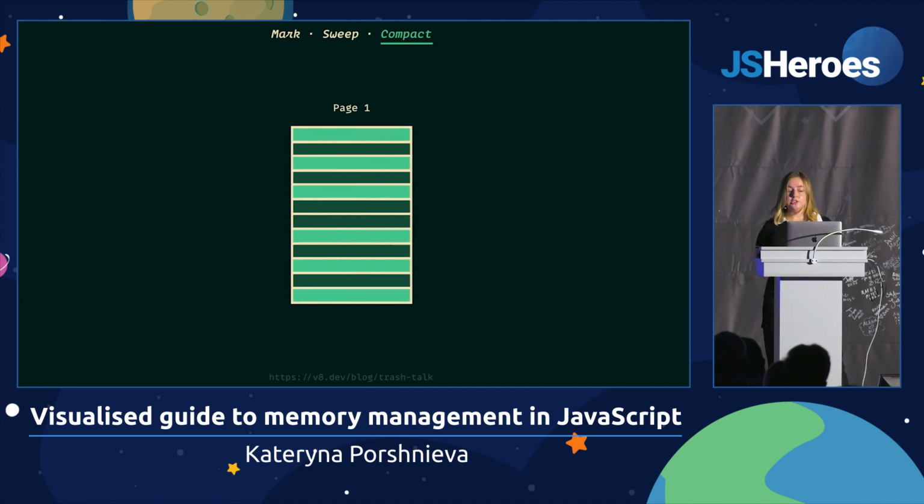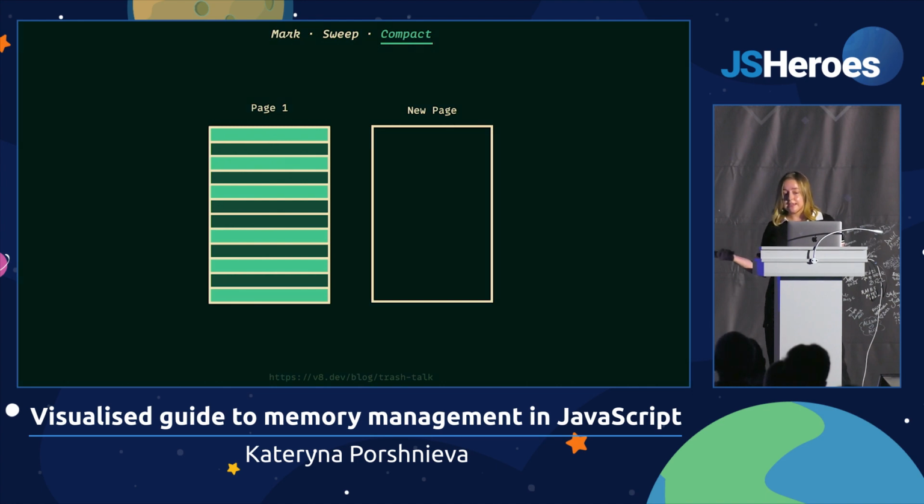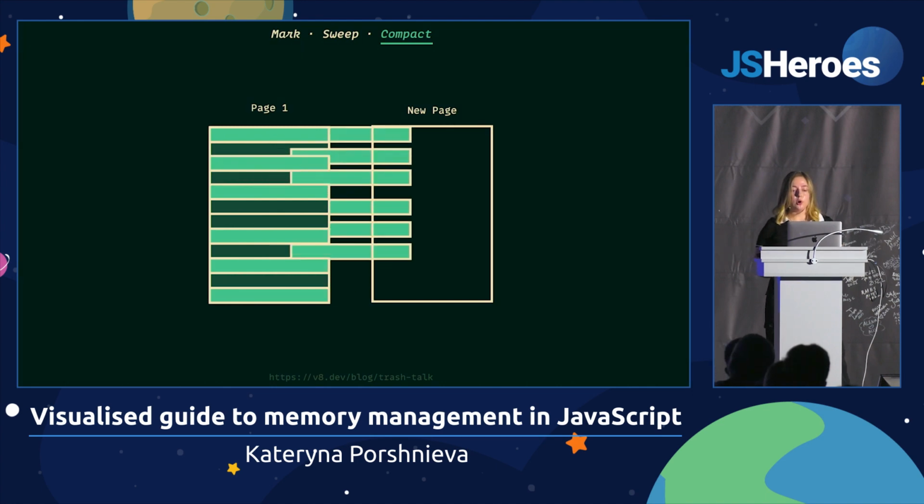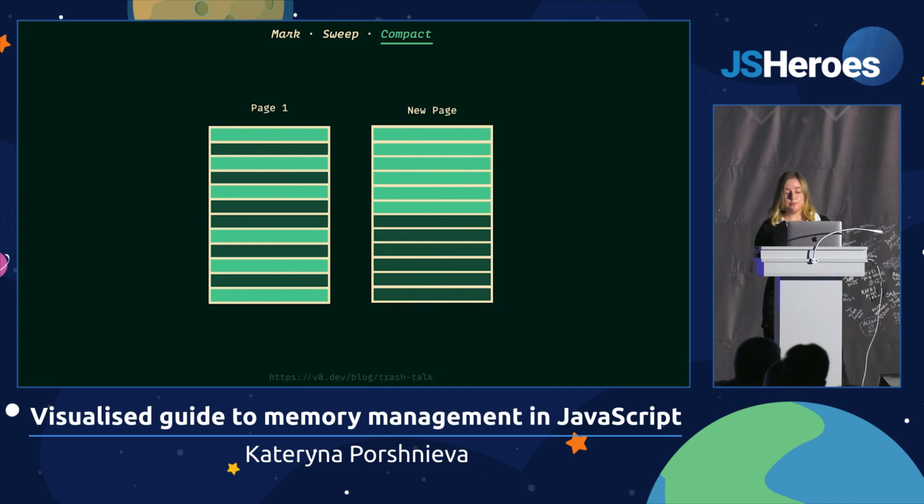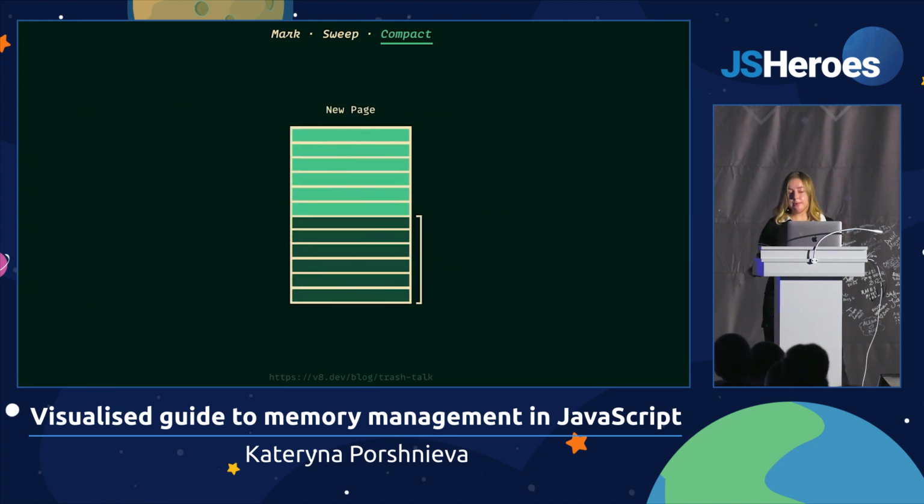So let's say this page needs compaction, and it works relatively simply: it just allocates a new page and then copies over all of the occupied values into the new page, so that we have a longer continuous chunk available for the new allocations. Then, of course, after updating all of the references that are pointing to these objects, the old page can be deleted. And now we have the new page with a big chunk of memory available for the new allocations.